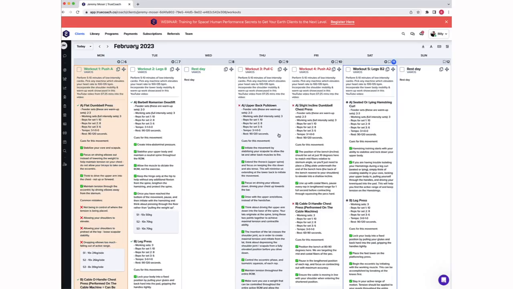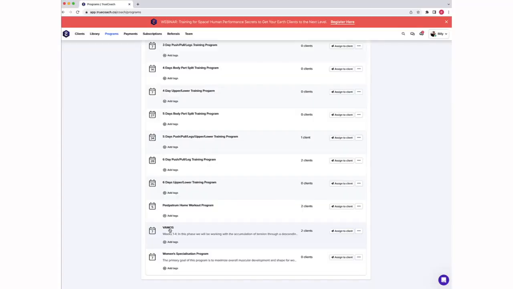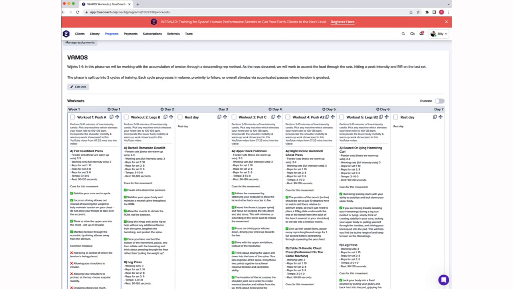So progressively, we've increased from 10 to 15 working sets per body part per week to now increasing from 15 to 20 working sets per week. And that's our primary focus within the next 12-week phase, to increase his volume further and progressively throughout this mesocycle. So if I go through his program, I'll talk you through this progressively. In weeks 1 to 4, we're going to be working on the accumulation of tension through a descending rep scheme, which I'll talk you through in a second.